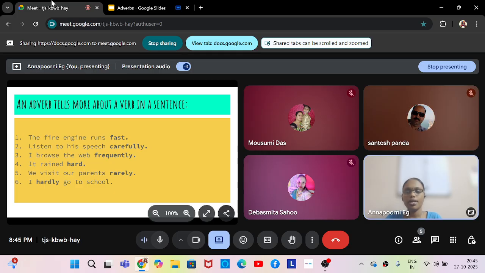Good. So here you can see again in the first example, the fire engine runs fast. So fast is the adverb. I again want to tell you that there is no word called fastly. The reason I am repeating it is that most students have a tendency to form a word called fastly, but there is no such word in English. It is wrong. It's a big mistake. So fast is the adverb.